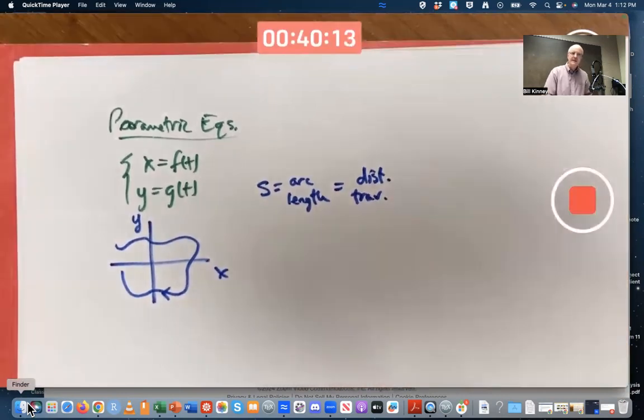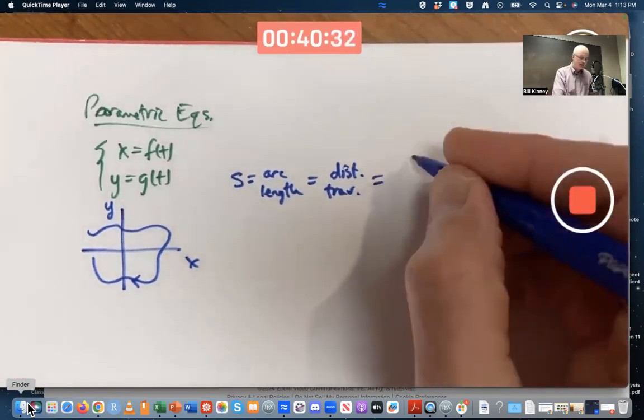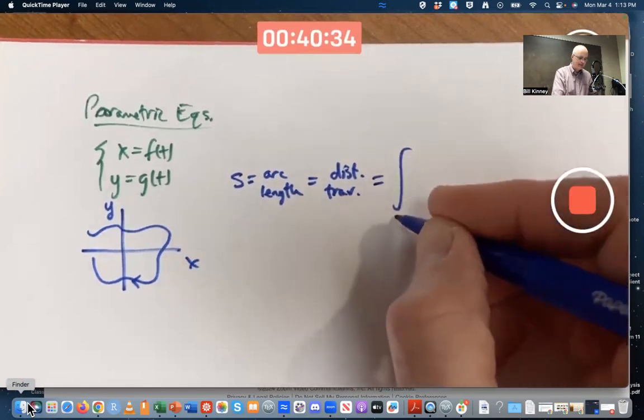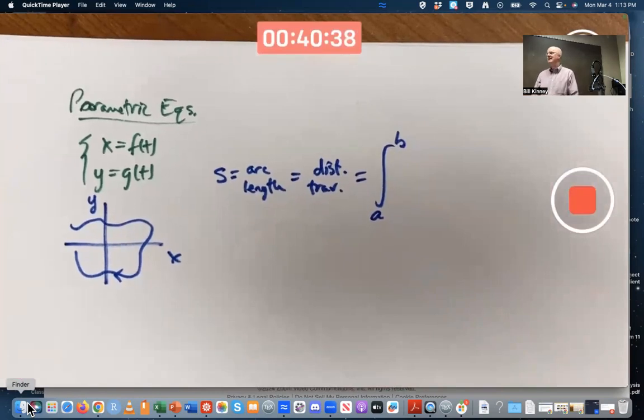And without fully explaining why, the distance traveled, even when you're going around some weird curve, whether it's in the plane or in three-dimensional space, is still the integral of the speed over the interval. But what is the speed?